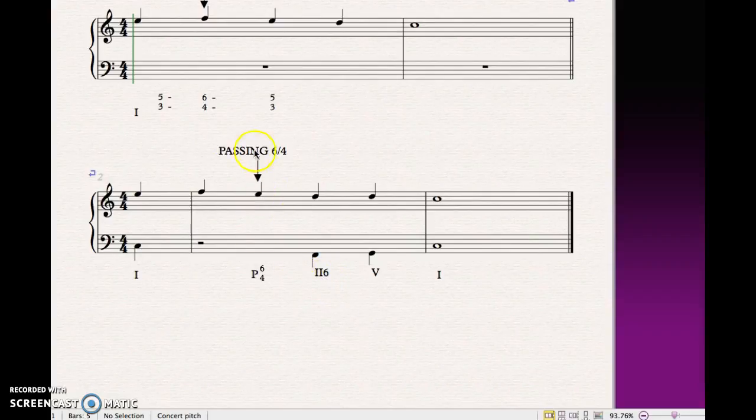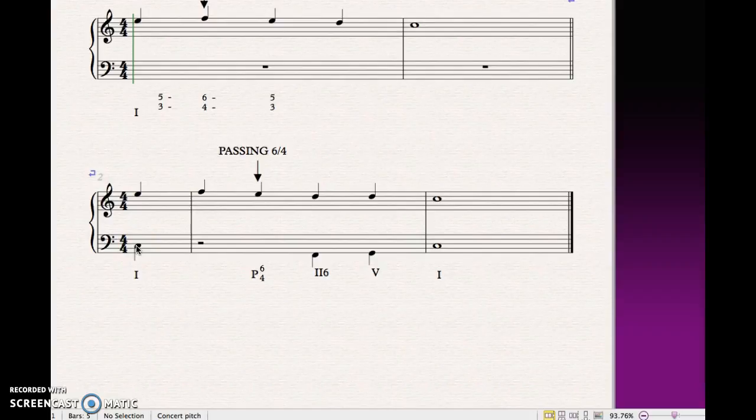Now, this passing 6/4, what's it passing from and to? Well, a passing or embellishing chord like this by definition moves between two stable chords that are expanding a single harmony. So what would that harmony be? Mi, fa, mi, re, re, do. Well, maybe the better question is what function does it expand?